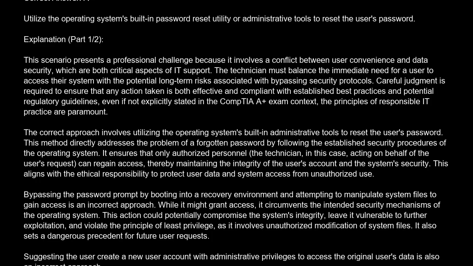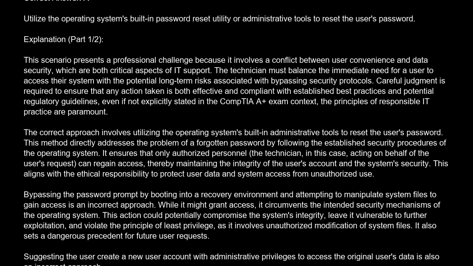The correct answer is A. Utilize the operating system's built-in password reset utility or administrative tools to reset the user's password. Explanation. This scenario presents a professional challenge because it involves a conflict between user convenience and data security, which are both critical aspects of IT support.